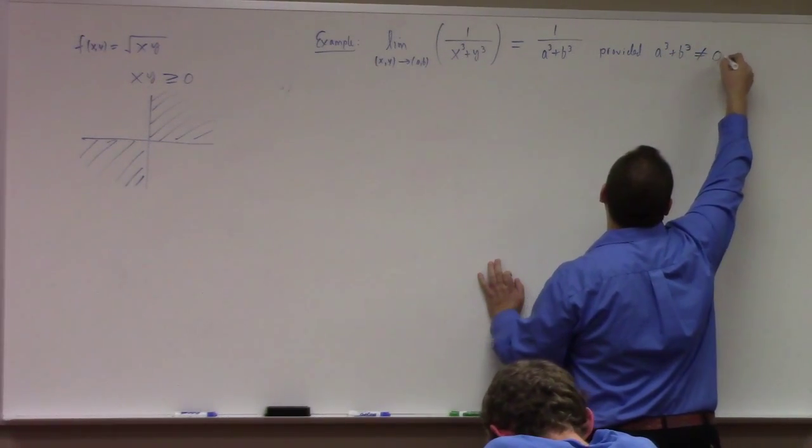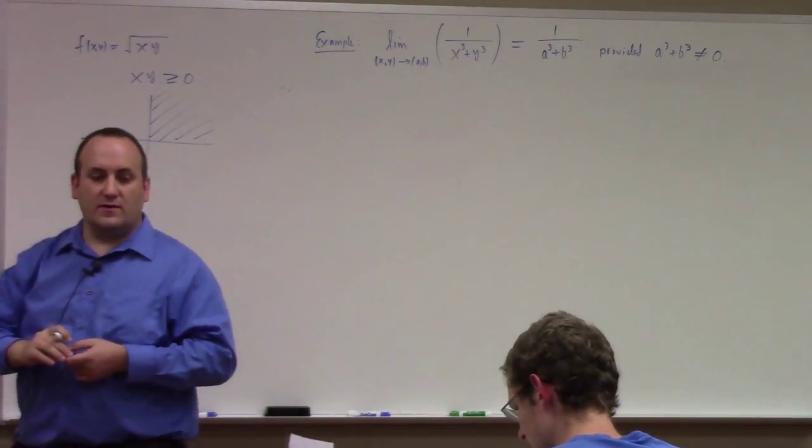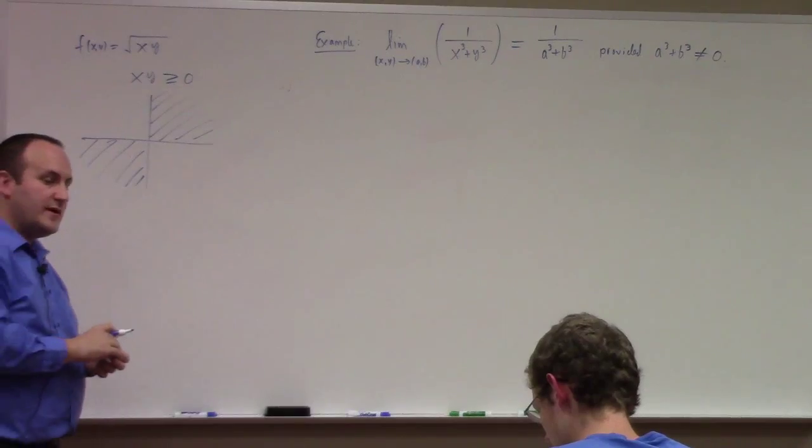Not equal to 0, right? Because the limit laws apply. We can just plug it in. Good to go. So how do you figure out where x cubed plus y cubed is 0?